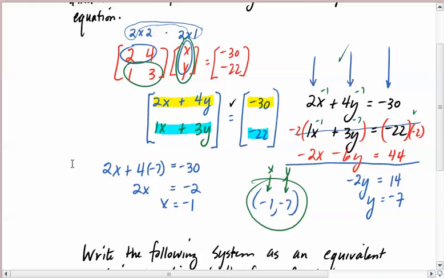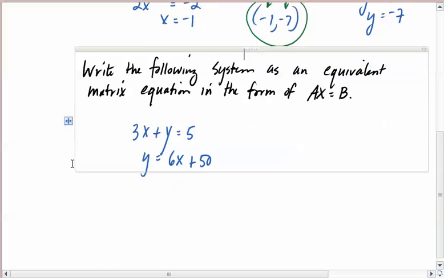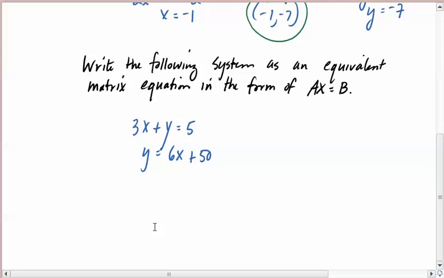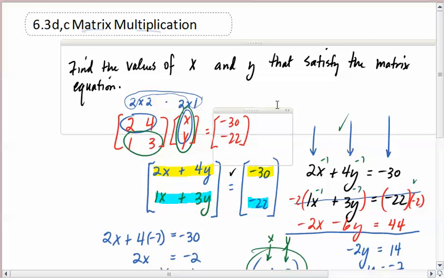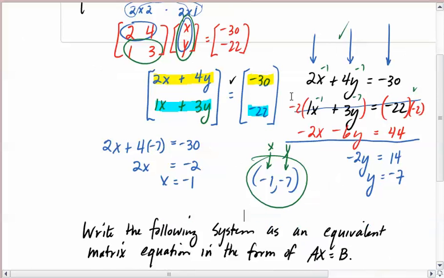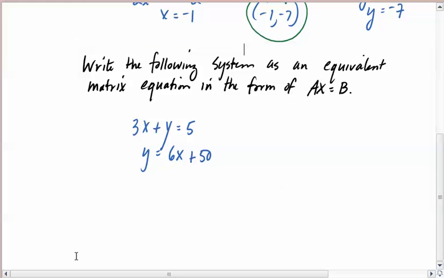Alright, so let's take a look at one more example. Now this is going the other direction. Write the following system as an equivalent matrix equation in the form of AX equals B. Notice it doesn't say to solve it. Let's look at the directions up here. Find the values that satisfy the matrix equation. Well, the X and the Y values definitely satisfied the matrix equation. This doesn't tell me to solve anything, so I'm going to go ahead and make sure that I follow the directions and save some time if I can, right?